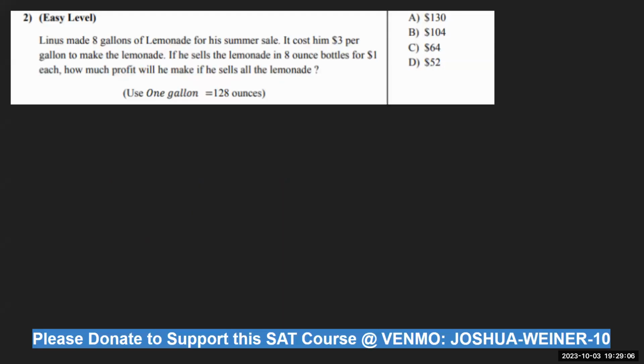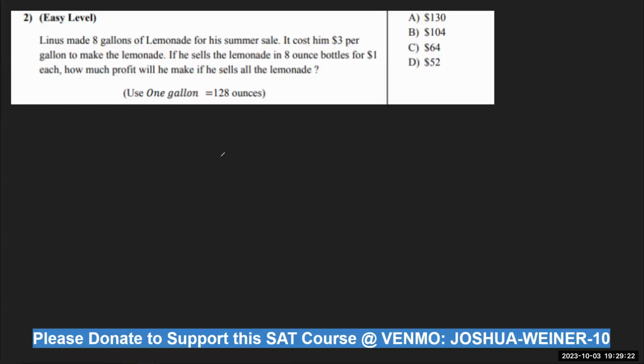reads, Linus made 8 gallons of lemonade for his summer sale. It cost him $3 a gallon to make the lemonade. If he sells the lemonade in 8-ounce bottles for $1 each, how much profit can he make if he sells all the lemonade?